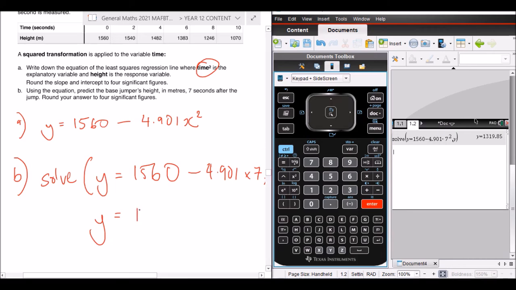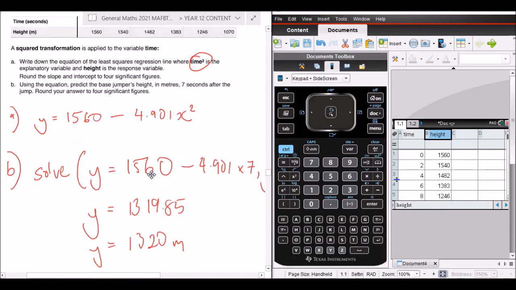All right, and that should give me 1319.85. So at 7 seconds, the height is 1319.85. Round it to 4 significant figures, 1319.85, that 8 will make that 19 a 20, so 1320 meters. And that makes sense because at 7 seconds, it should be between these two, between 6 and 8. 1383, 1246. Oh, 1320 is in between them.